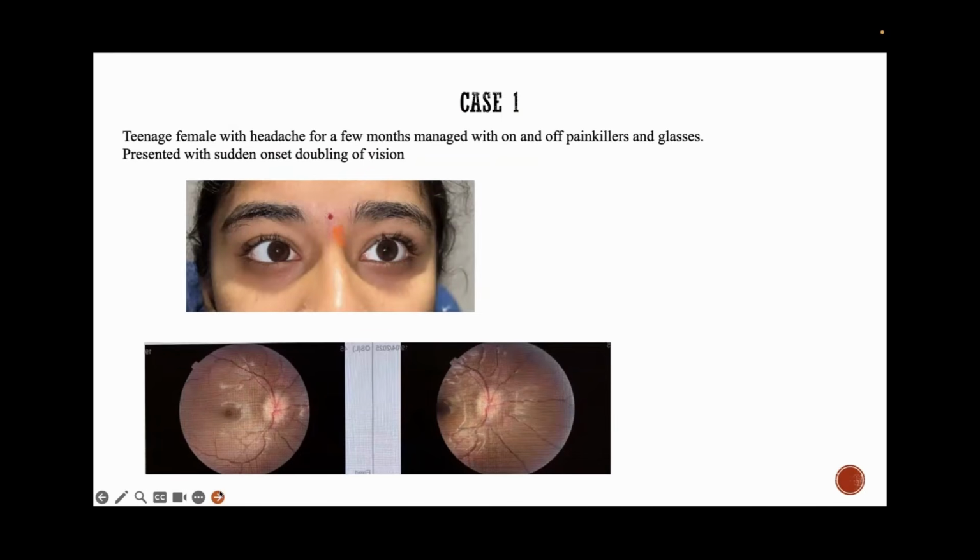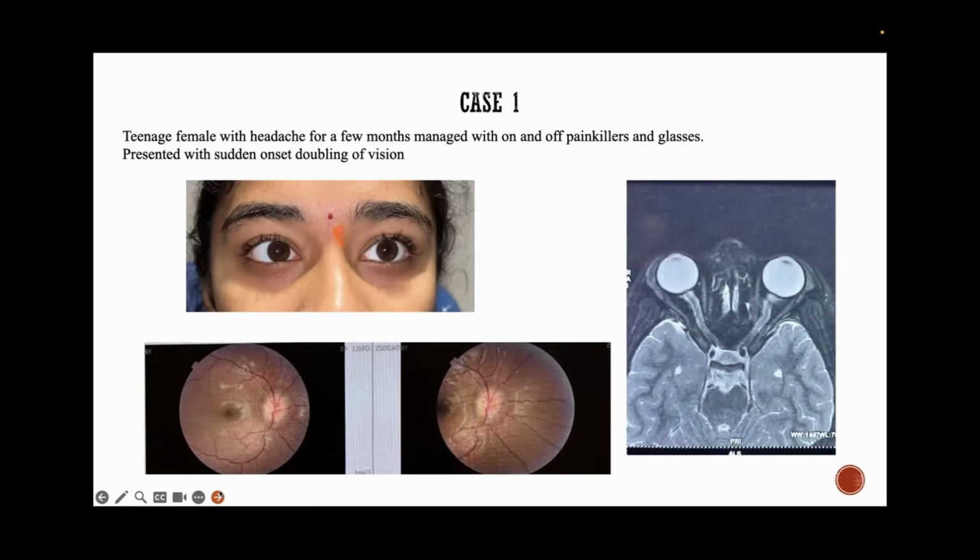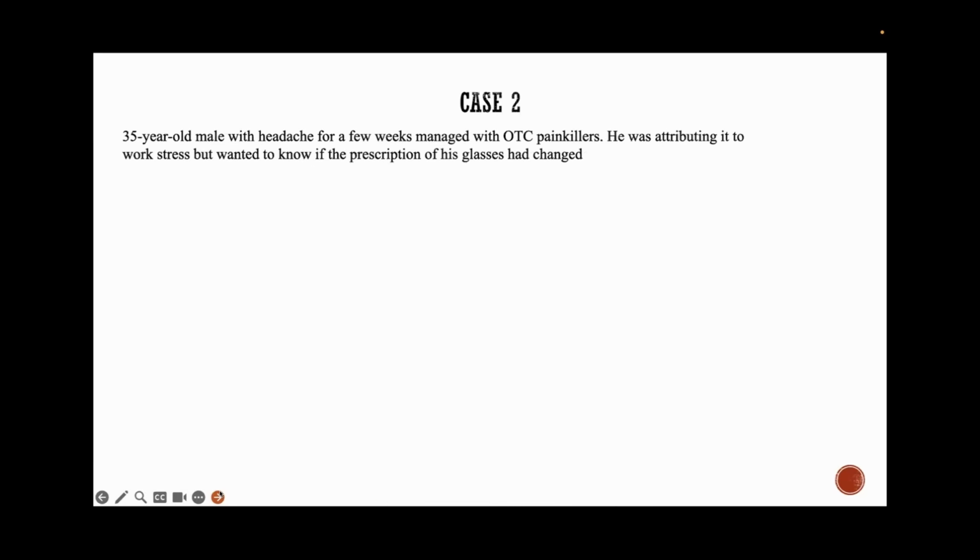Looking at the fundus, you can see, yes, definitely she has a disc edema. And when the neuroimaging was done, you can see the dilated tortuous nerve. She was a case of IIH, idiopathic intracranial hypertension, and had to be managed with Diamox. And after 3 to 4 months of treatment, she's now doing perfectly fine.